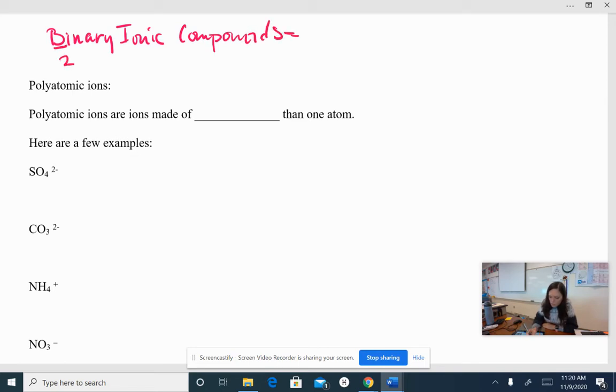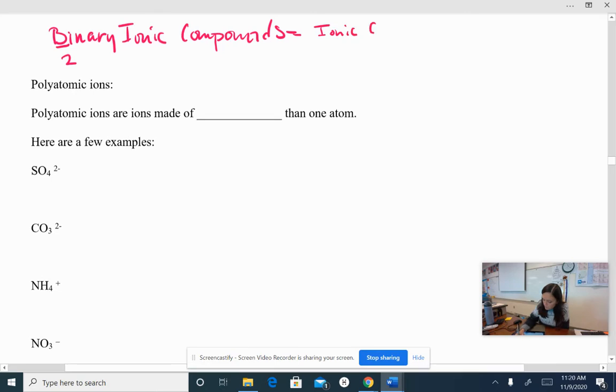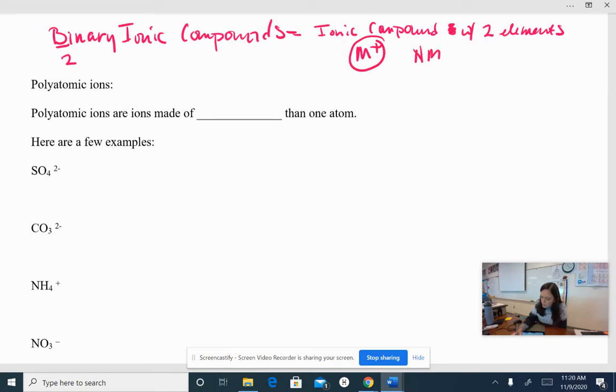Bi means two. So when we talk about binary ionic compounds, we are going to make ionic compounds with just two elements. So when we do binary compounds, we always have a metal, that is our positive ion, and then we have our nonmetal, that is our negative ion, and we put those together to make that ionic compound.